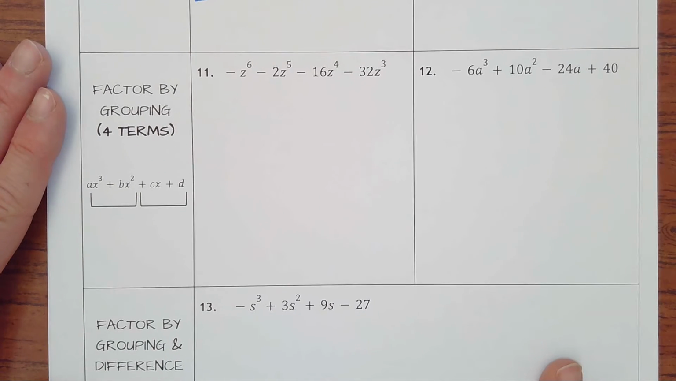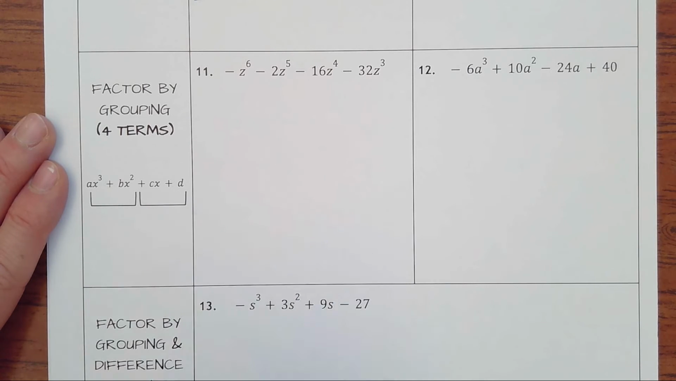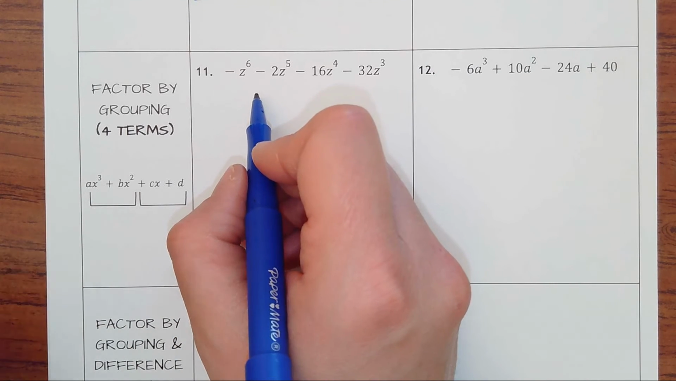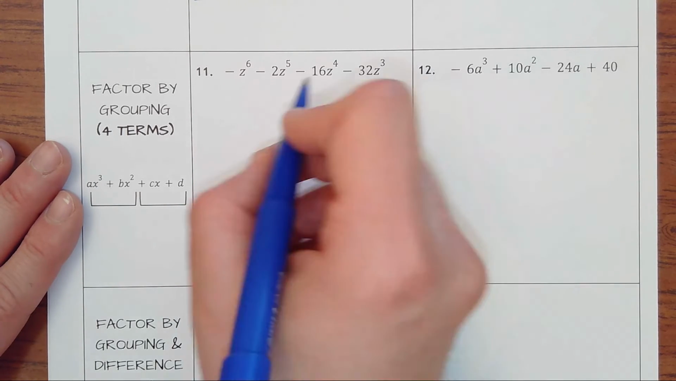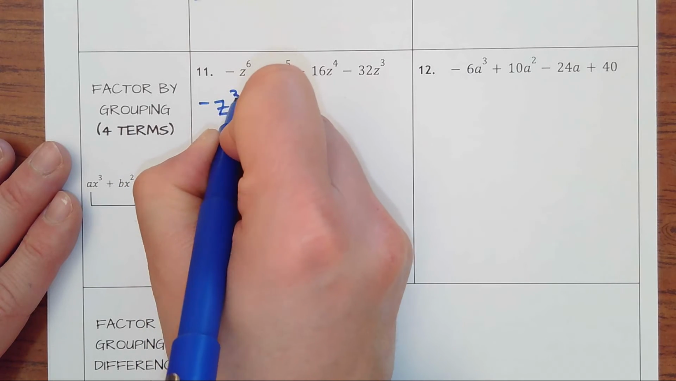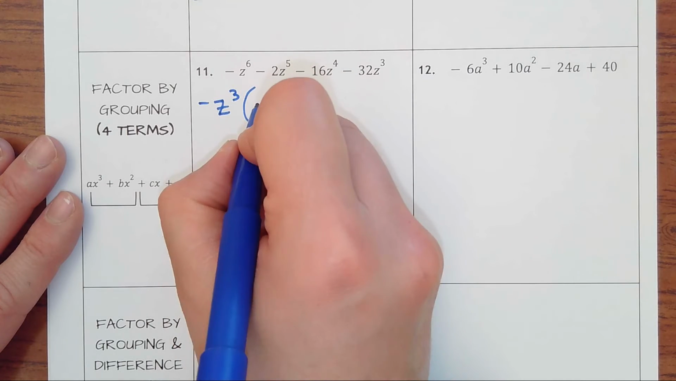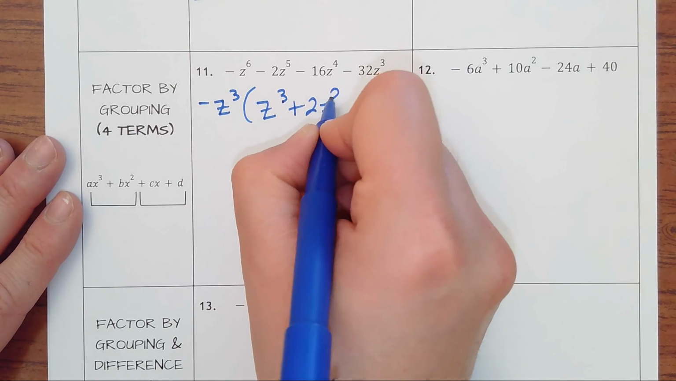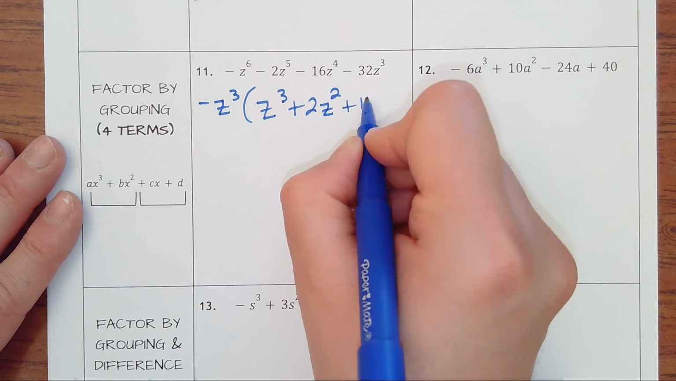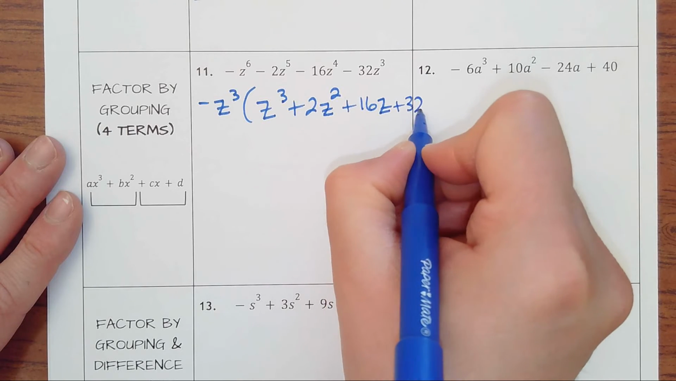Three more. Factor by grouping. Remember, that's grouping the first two terms and the second two terms and then rewriting it somehow. First thing I would want to do is take out a negative and a z cubed. And so taking out a negative will actually change all of these now to positive inside here. So it would be z to the third plus 2z squared plus 16z plus 32.